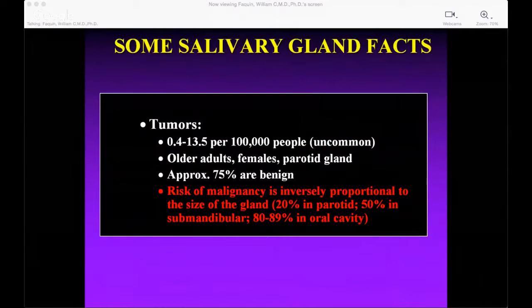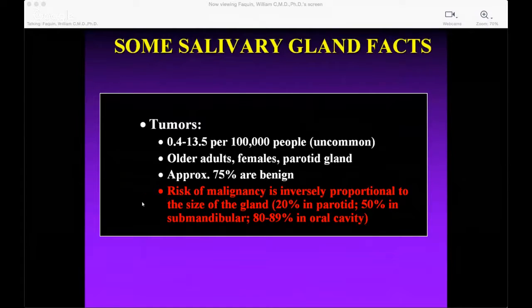Just a few basic facts about salivary gland tumors. In general, they're uncommon, being about 0.4 to over 13 per 100,000 people. More often they occur in older adults, more often in women, and a majority of them occur in the parotid gland. Overall, approximately 75% of salivary gland tumors are benign, and that's mostly because of the contribution from the many tumors that we see in the parotid gland.